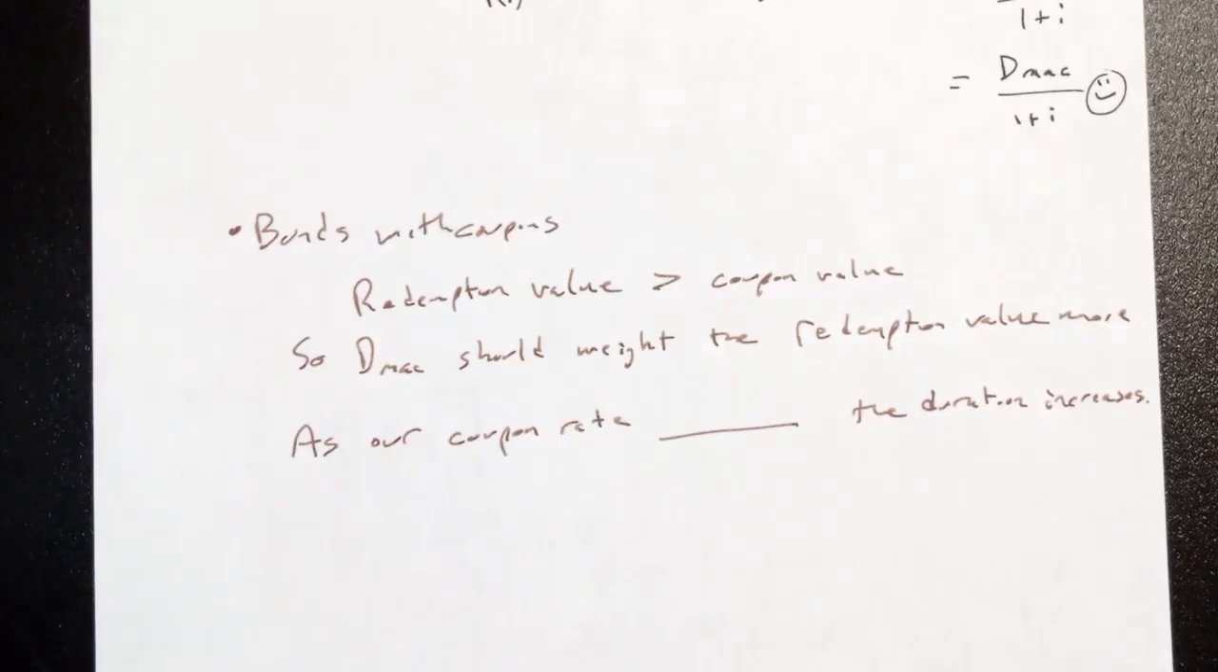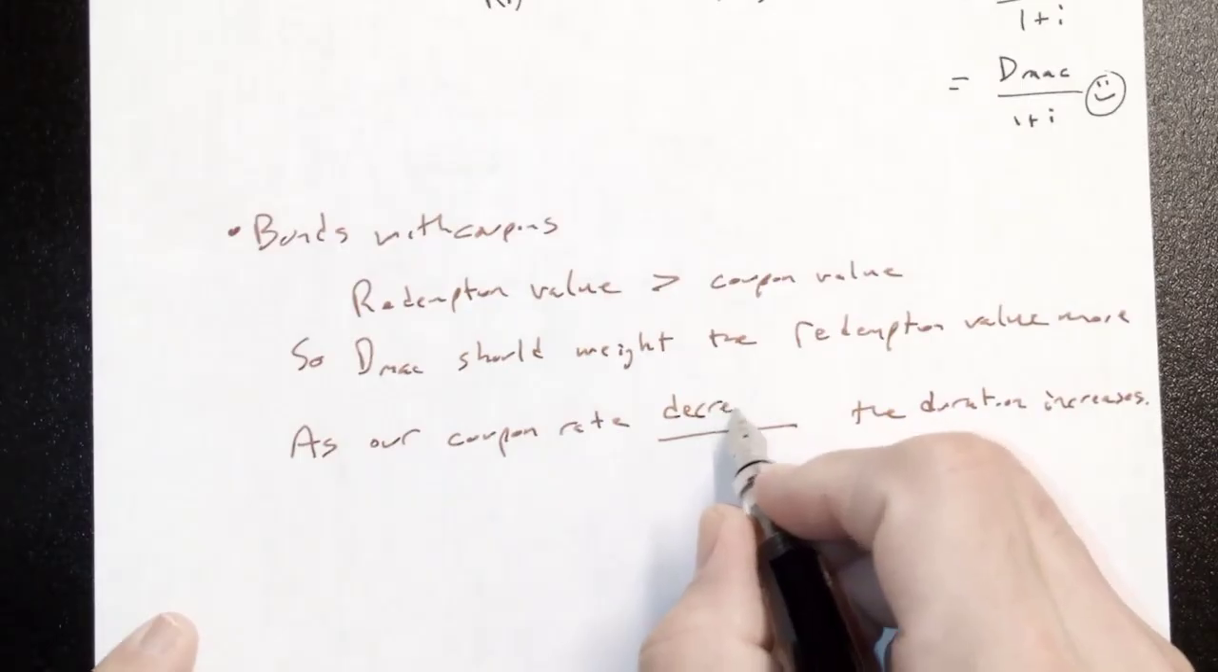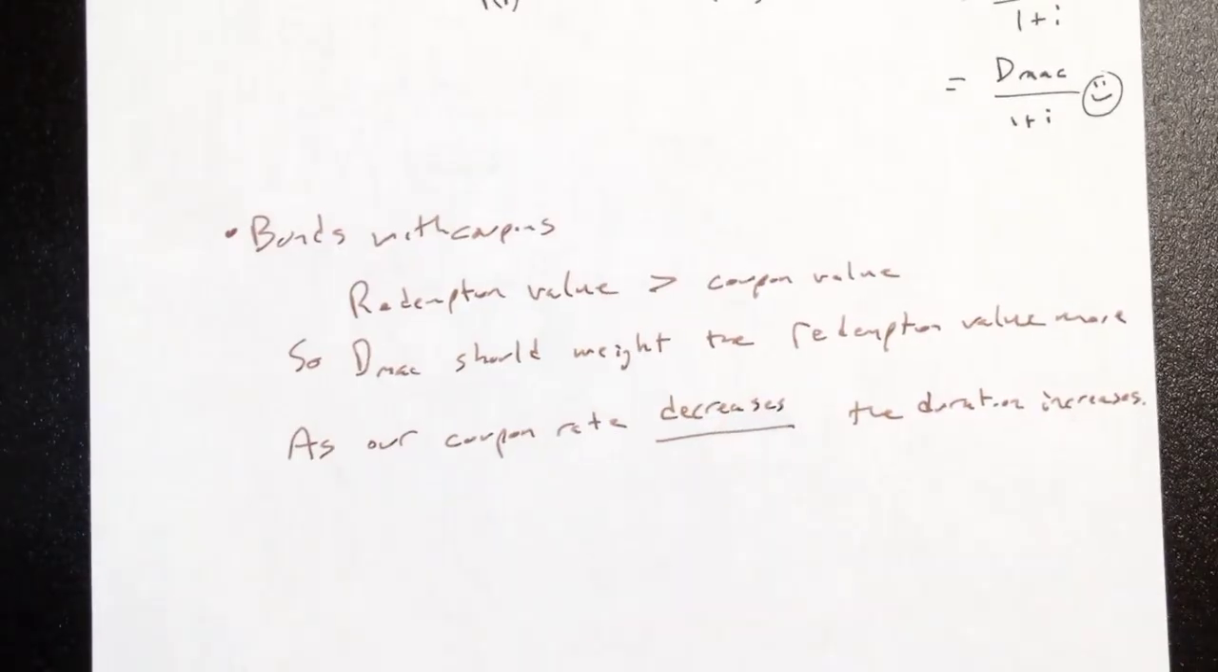Want to think of this as a weighted average. The redemption value is big and it's on the far end. The coupons are small and they're scattered around on the left end. But they go all the way up, right? Small payment, small payment, small payment from time 0 all the way to time n. But then there's that giant payment for the redemption value. If I want the duration to get bigger, do I need to make the coupons bigger or smaller? Smaller. So that means as my coupon rate decreases, the duration increases. And vice versa.